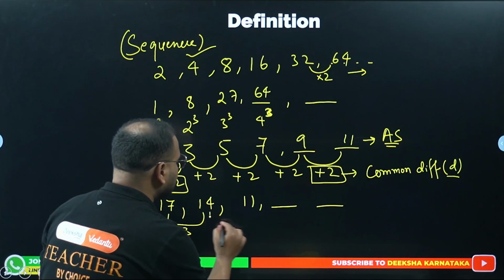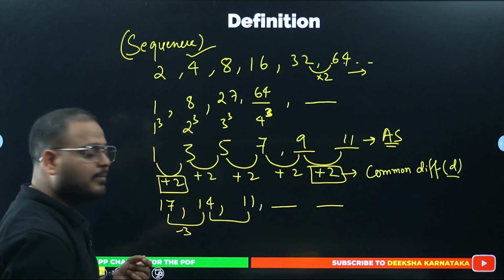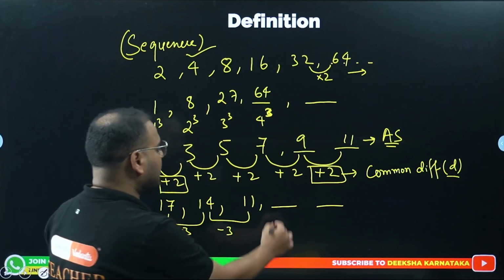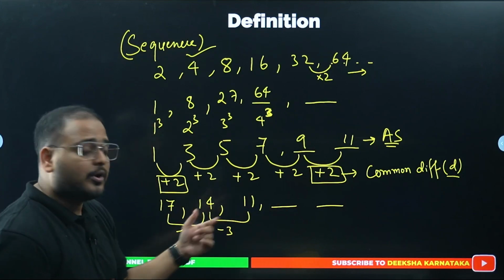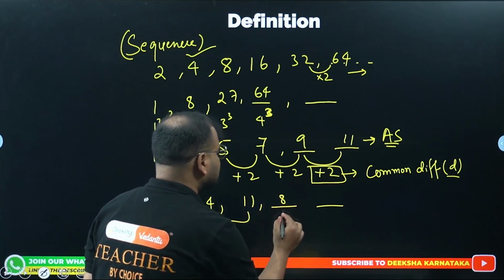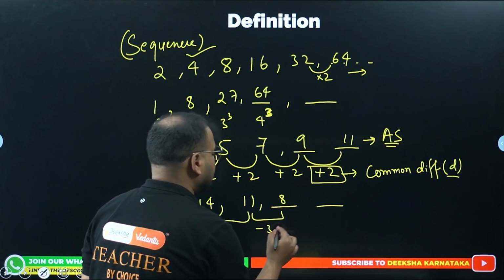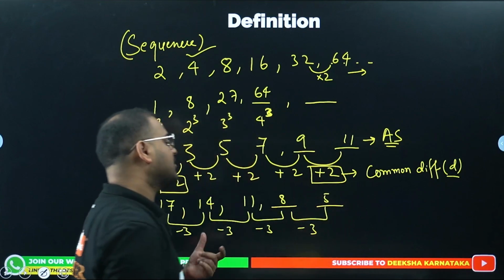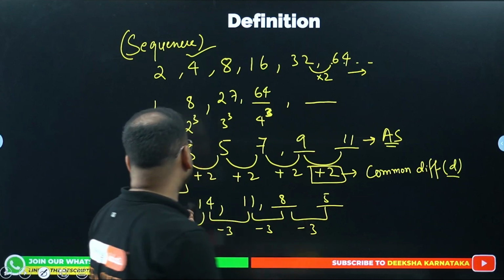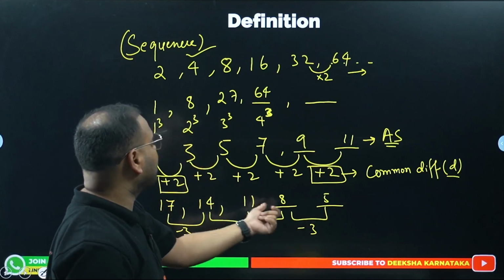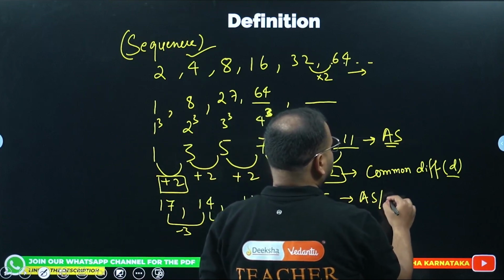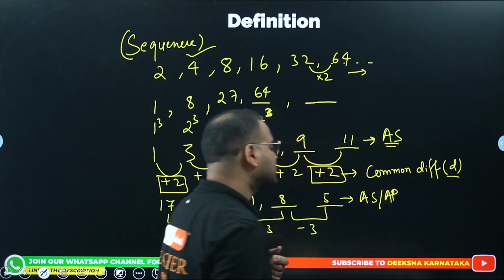Over here, third term minus the second term will be 11 minus 14, which is again minus 3. So what should be coming here? 8 minus 11 is how much? Minus 3. Next would be 5. 5 minus 8 would be how much? Minus 3. So even this series here, 17, 14, 11, 8, is an arithmetic sequence or arithmetic progression. I hope this is clear.